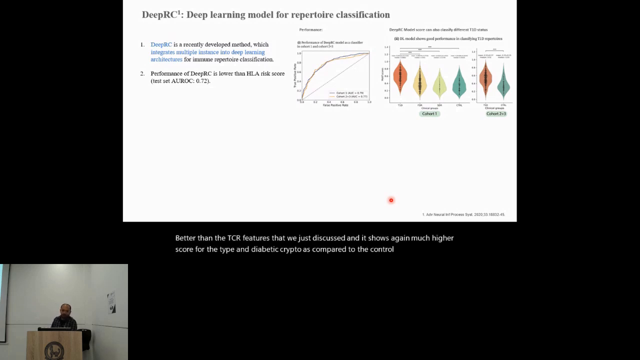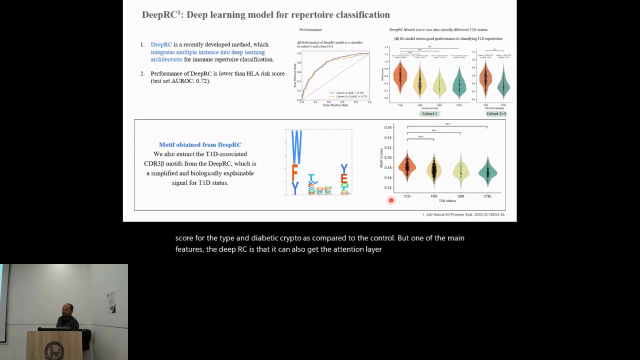But one of the main features of DeepRC is that it can also get the attention layer and try to get the sequences which have the highest attention in the deep learning network. And we extracted these sequences and calculated a motif out of it. So it's a much more complex motif. As you can see, it has gaps in between, which is not possible with the conventional shallow machine learning methods. And again, these motifs showed a good performance. It's a bit less than the whole DeepRC model because it's a simplified version of it. But again, it has a pretty good performance.